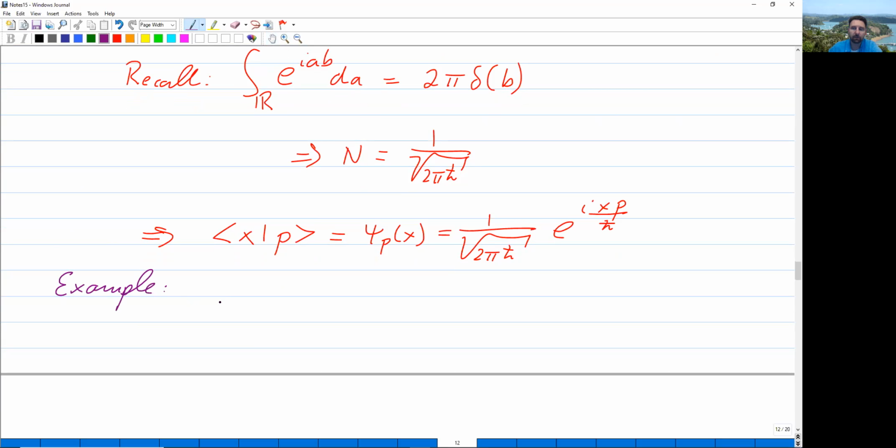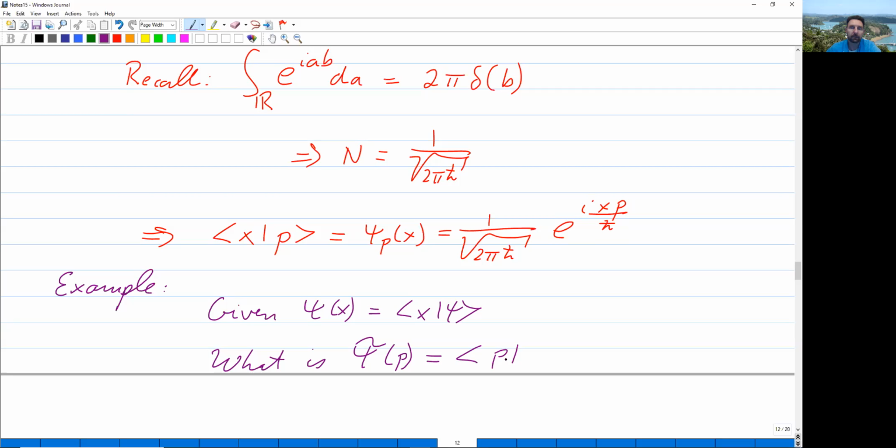Let's say we start with this. Given psi of x, which is also, of course, this, then what is psi tilde of p, defined to be the momentum wave function of the same state psi?